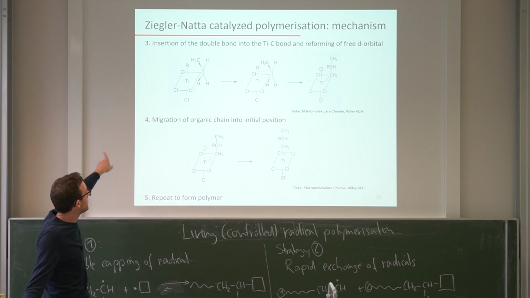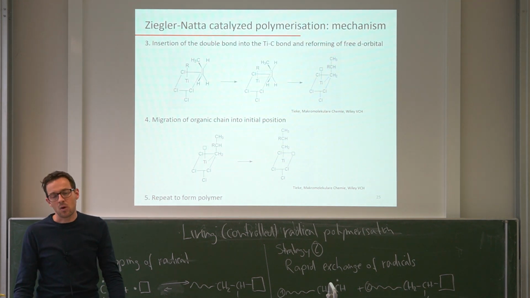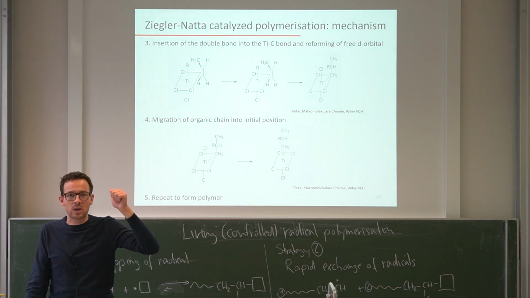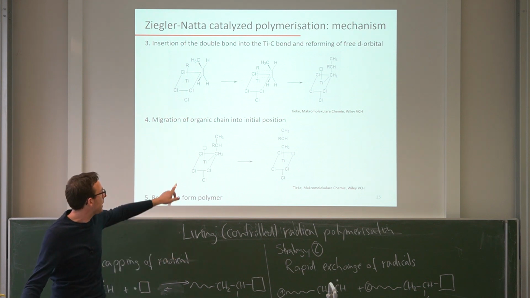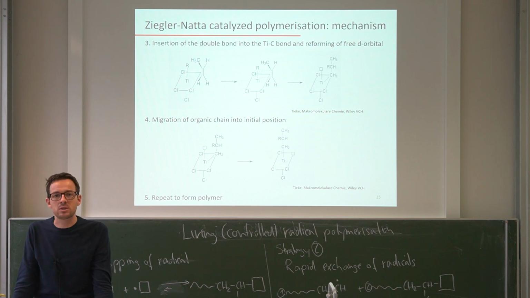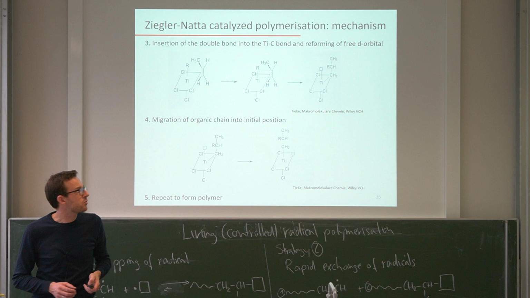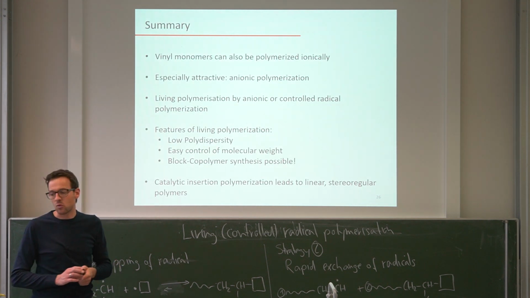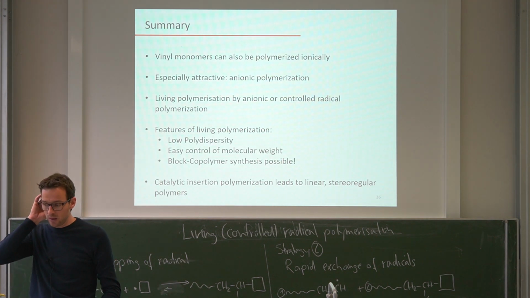And the Ziegler-Natta catalyst is of special importance because it can create linear polyethylene by this insertion type of mechanism, and it allows to form stereoregular polymers. And with this, I'm at the end of today's lecture. Let us take a few minutes to recap what we learned.